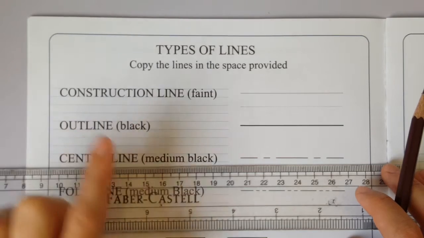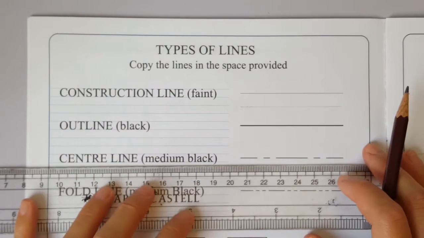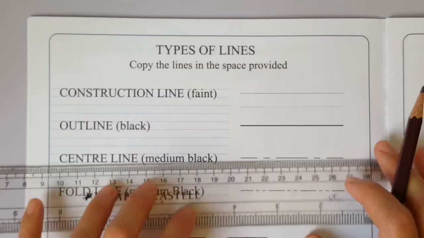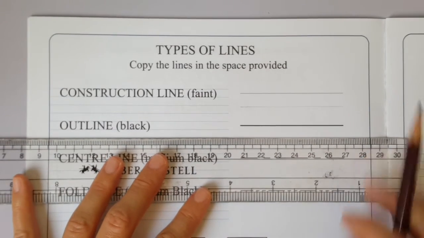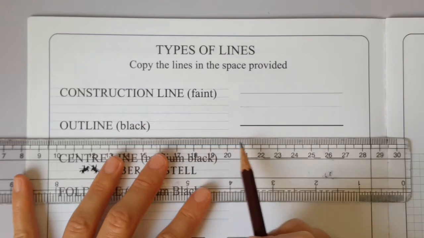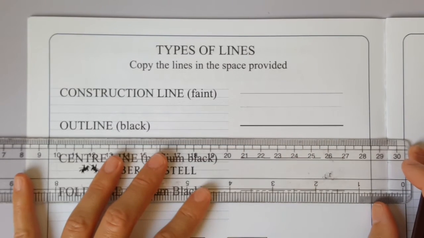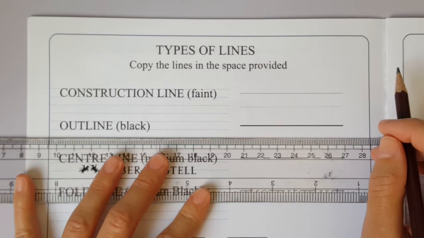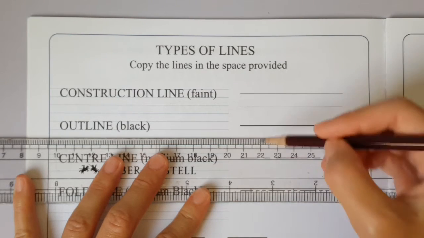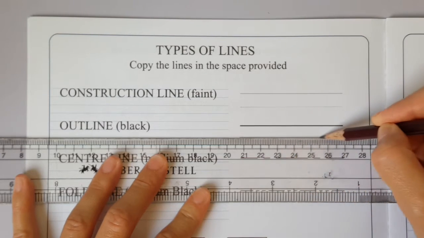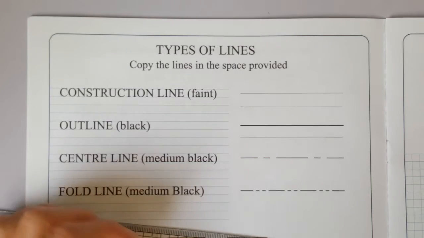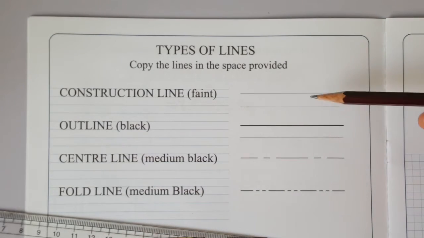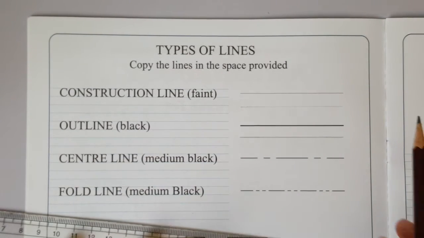Next, we have the outline. The outline has to be always drawn as a bold line. We normally use outlines to show a final shape right after drawing it with only construction lines. Now, parallel to the given line, we're going to draw a black bold outline. While drawing an outline, make sure that you put a little bit more pressure on the pencil.